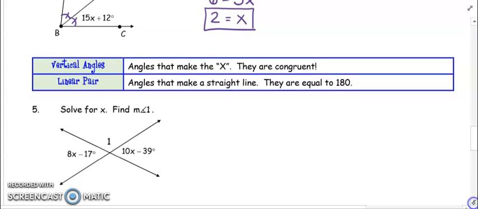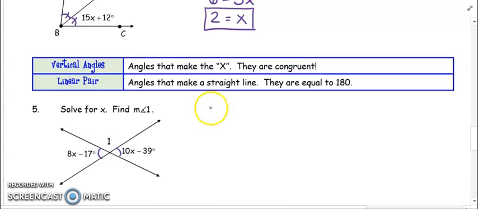Now, next grouping, we've got vertical angles and a linear pair. Those tend to go hand in hand. Vertical angles are two non-adjacent angles. They typically form the x, and the main thing that we need to remember about them is they are congruent. And then we also have the linear pair. Linear pair is two angles that make up a straight line, and keep in mind that they are equal to 180 degrees. So if I'm looking at number 5 here, I see I've got my vertical angles.